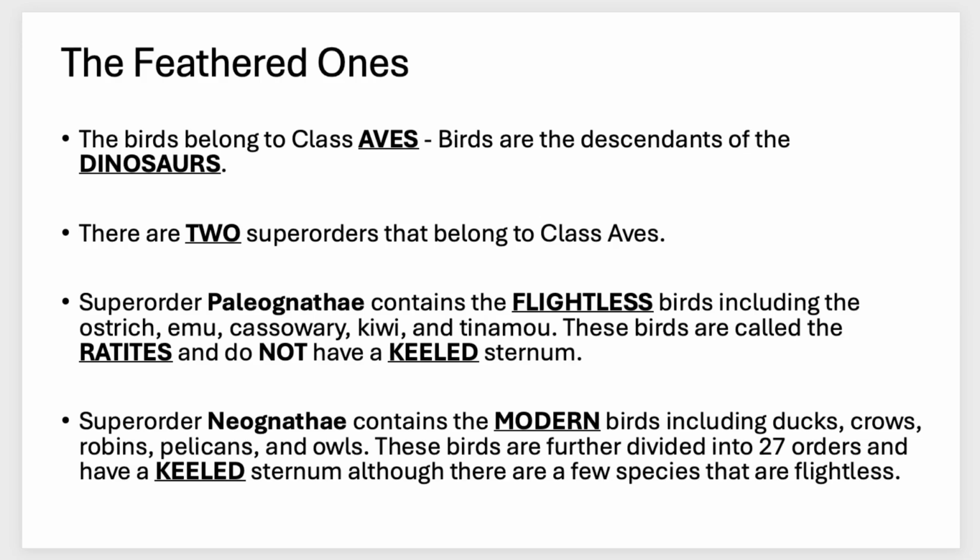Now, the terms Paleognathi and Neognathi come from the Greek. Paleos means ancient, and gnathos means jaw. So Paleognathi is ancient jaw, and Neognathi is new jaw. So, new jawed birds and ancient jawed birds. They're called that because the structure of their jaw bones and their palate is more primitive in the Paleognathi group or superorder versus the Neognathi superorder. So that's why they have those names.